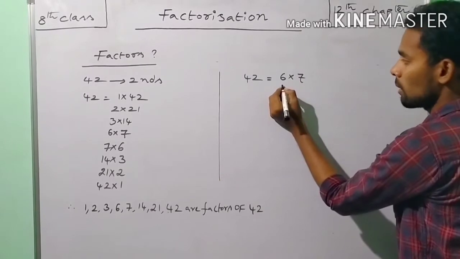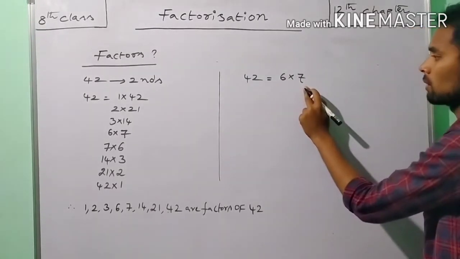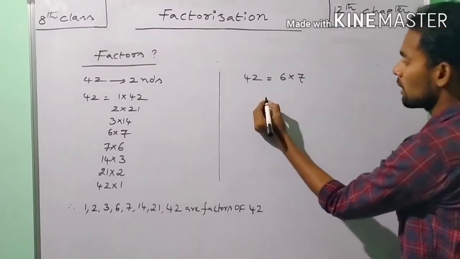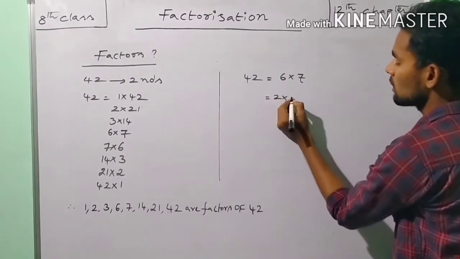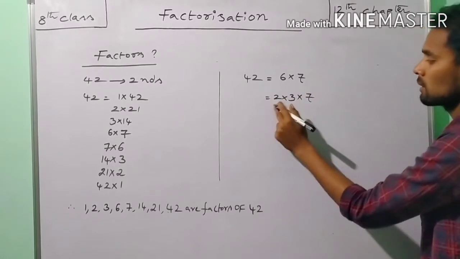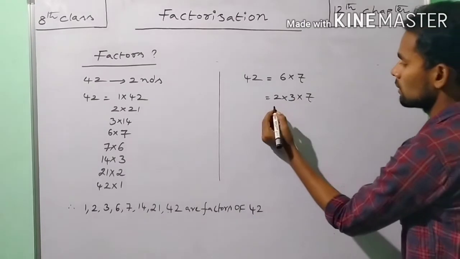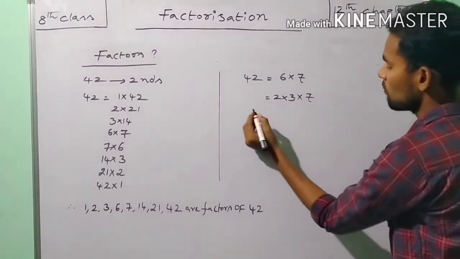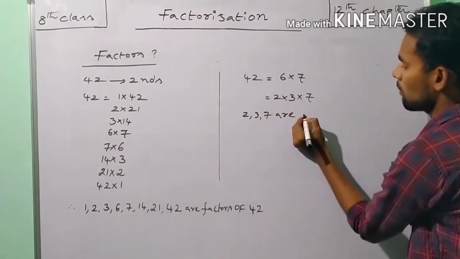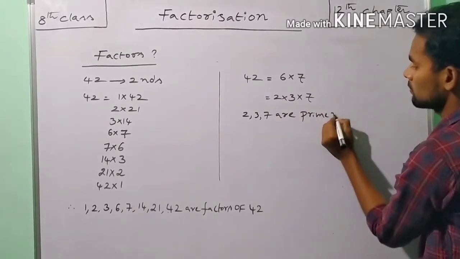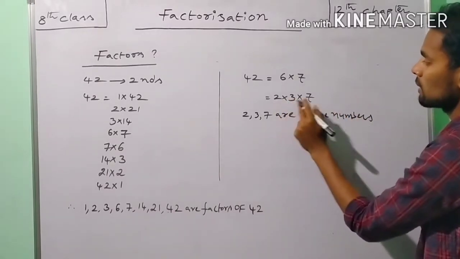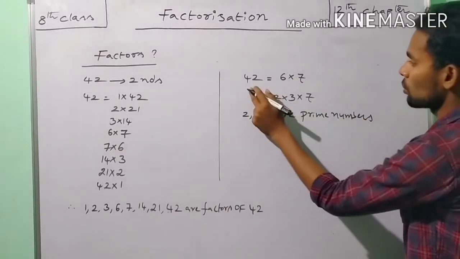6 is a composite number, 7 is a prime number. More than two factors is called a composite number. 6 can be written as 2 times 3, so 42 equals 2 times 3 times 7. 2 is a prime number, 3 is also a prime number. 2, 3, 7 are prime numbers. These 2, 3, 7 are factors of 42.